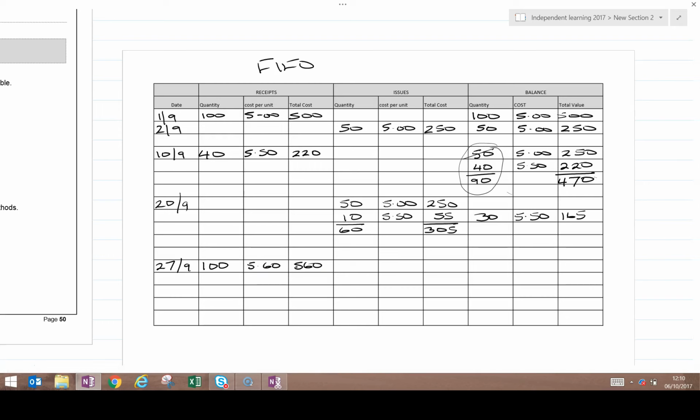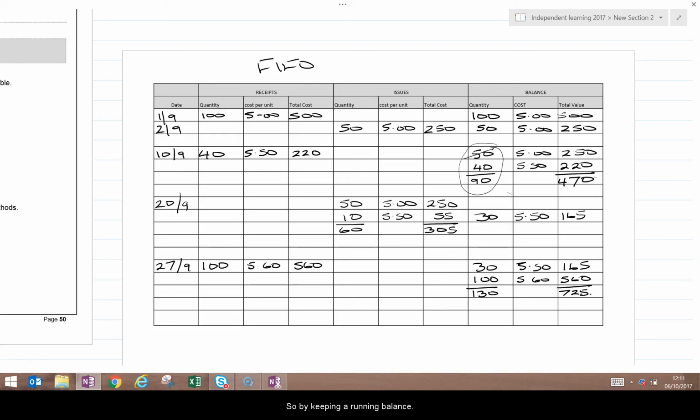So remember, when we come to do the balance, before we add on our new receipt, rewrite out what we already have. So we know in the balance column we have 30 that were £5.50, so that's £165. We've added in another 100 at £5.60, so that's £560. So in total 130 units, valuation of 725. So there we have our stores card.